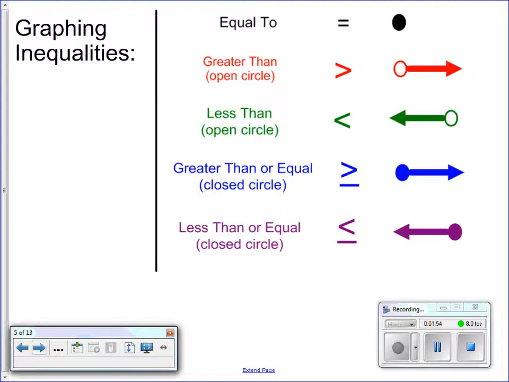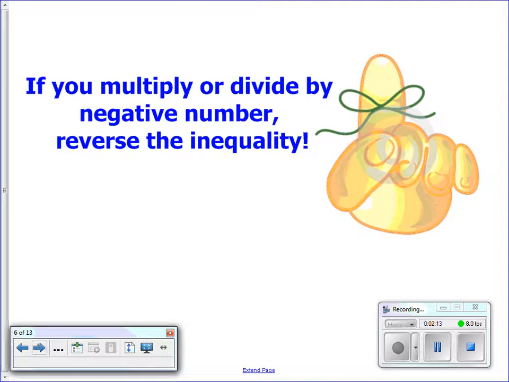When we're graphing our inequalities, in equal sign we just had a dot. But in greater than, the circle is open and it's to the right. If it's less than, the circle is open to the left. If it's greater than or equal to, the circle is closed and to the right. And when it's less than or equal to, the circle is closed and to the left. So remember, if you multiply or divide by a negative number, you have to reverse the inequality. If it was less than, you're going to change it to greater than.